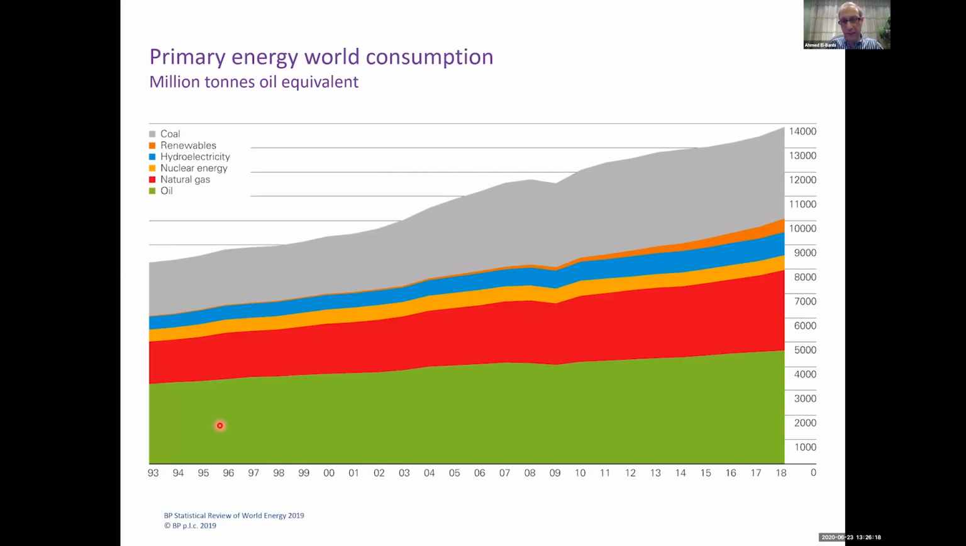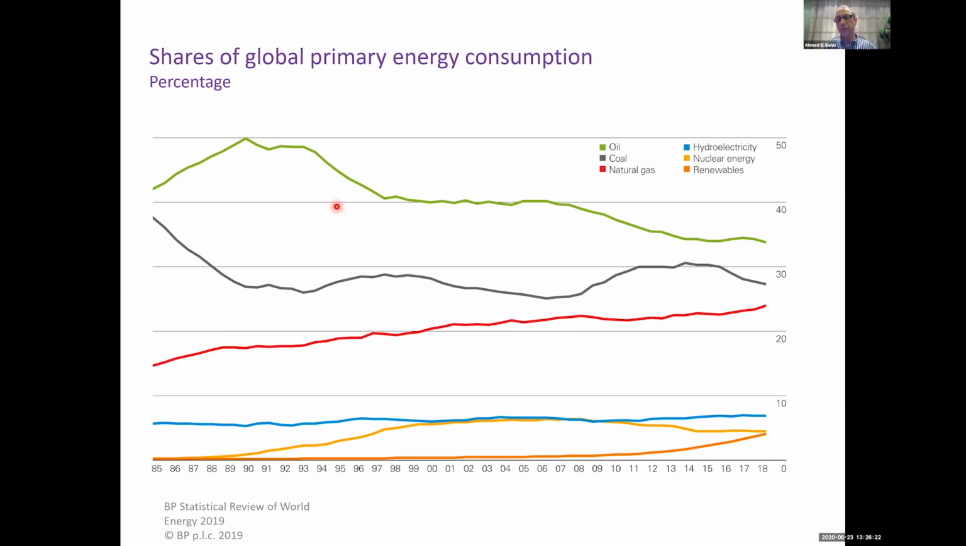This is not how much oil we consume. How much oil we consume every year has been growing. But the share of oil in the energy mix has been declining a bit. It was 50% in the 80s and early 90s. It was around 40% from 2000 to maybe 2010, and it is decreasing a little bit to maybe around 35% of the energy consumption worldwide in recent years.